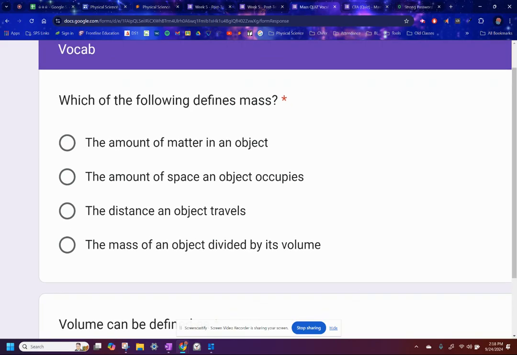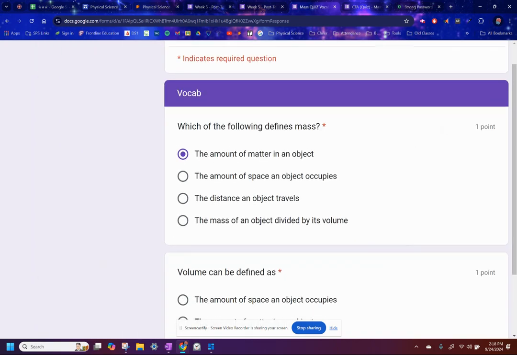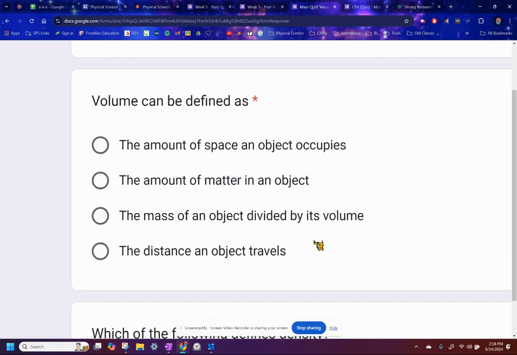Zoom in. Which of the following defines mass? The amount of matter in an object. The amount of space an object occupies. The distance an object travels. The mass of an object divided by its volume. It is the amount of matter in the object. Volume can be defined as the amount of space an object occupies. How much space it occupies.